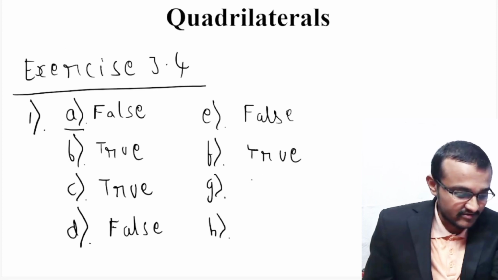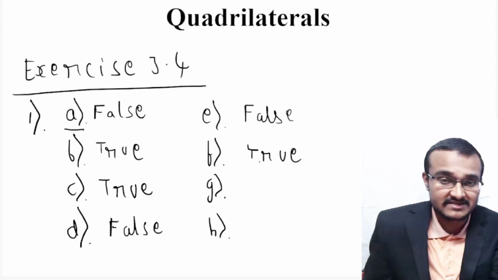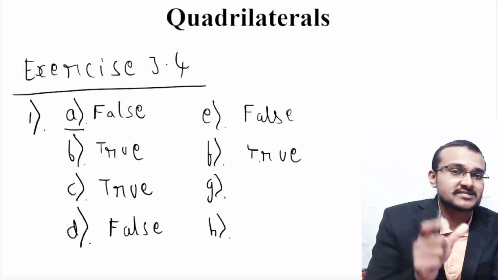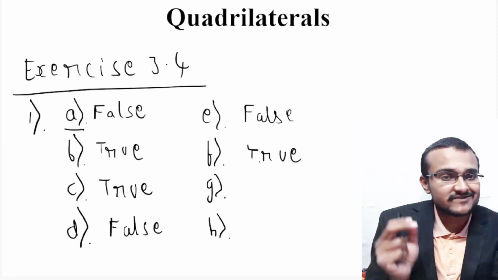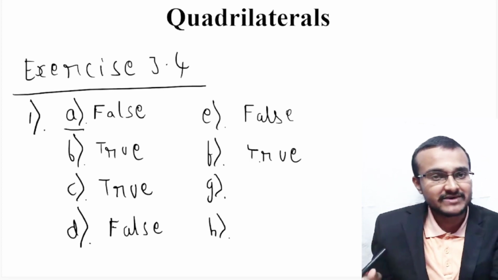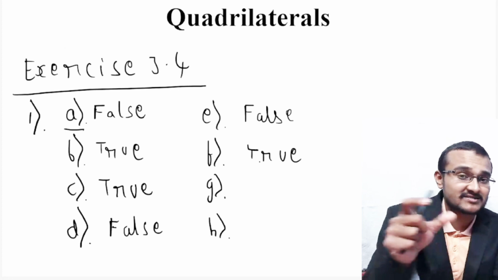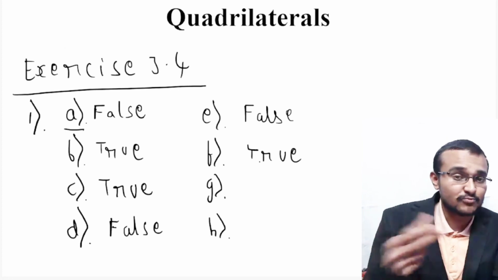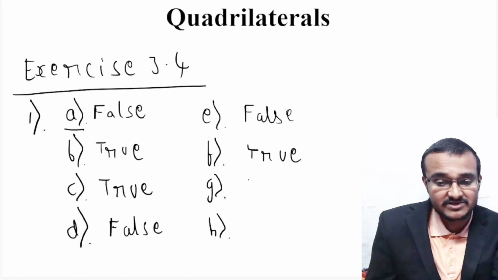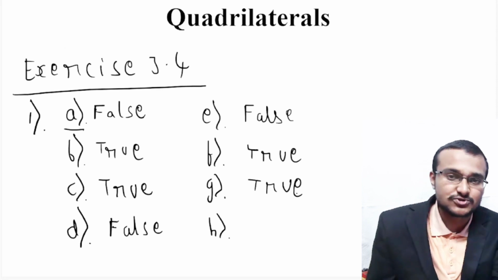Coming to G question, they have given all parallelograms are trapeziums. Yes, because all parallelograms will have opposite sides parallel to each other. And the condition for a trapezium is that at least one pair of line segments should be parallel, and in a parallelogram two pairs are actually parallel to each other. Like both the opposite pairs are parallel to each other. So that can also be a trapezium. So a parallelogram can be a trapezium. Hence the answer for this G is true.